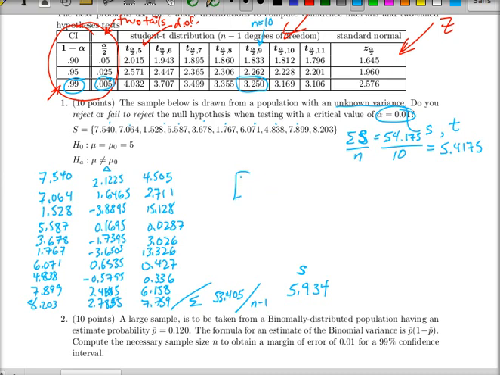And so the question I want to know, my accept or fail to reject region is going to be 5 minus 3.250. So that's t, and then s over square root of n, times s, which is 5.934, and square root of 10 there, and this one's going to be 5 plus 3.250, 5.934 over square root of 10. And let's go ahead and compute what this is.